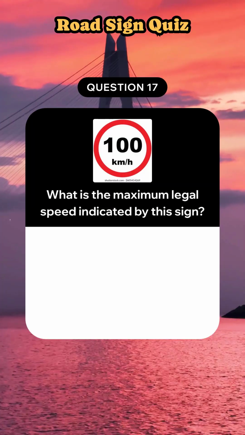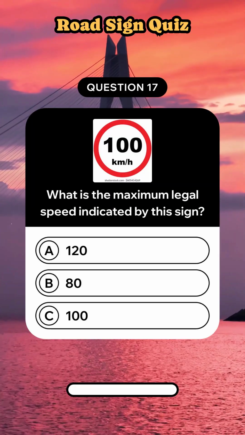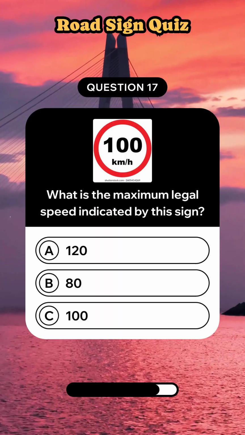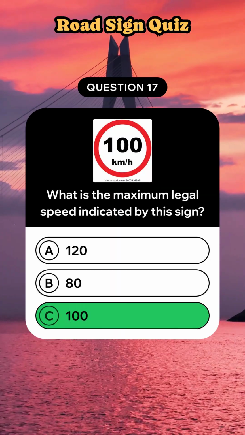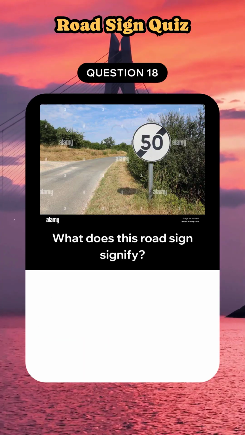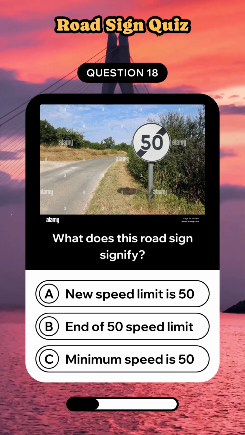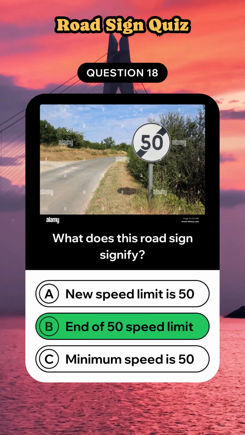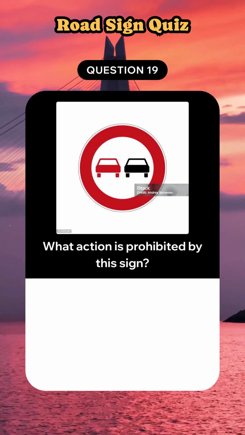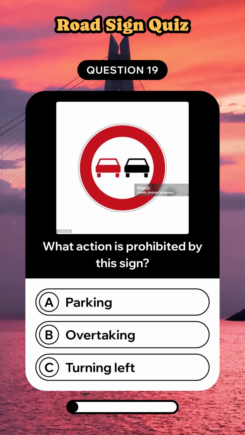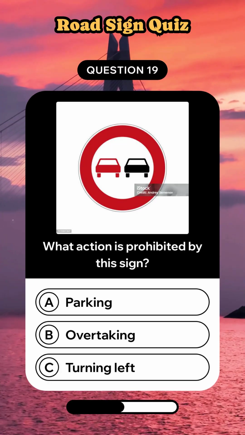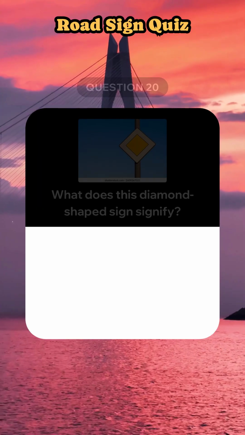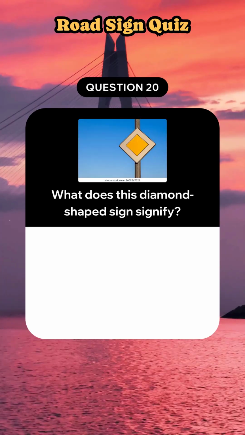What is the maximum legal speed indicated by this sign? What does this road sign signify? What action is prohibited by this sign? What does this diamond-shaped sign signify?